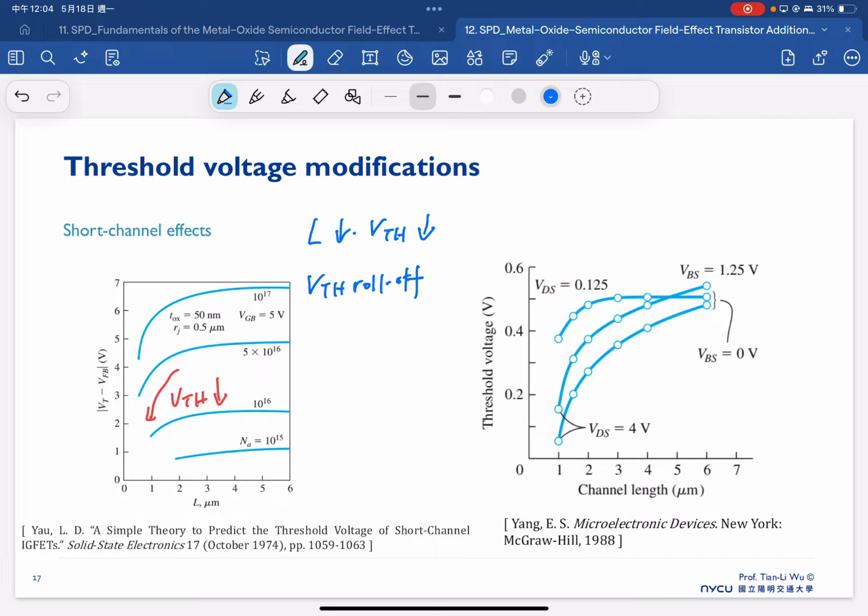And this phenomenon will become more obvious in the case of a larger drain bias. And why does a larger drain bias make this worse? Because with a larger drain bias, you get a wider depletion region between the drain and the substrate. Therefore, your channel is less controlled by the gate anymore, and you will see more impact. Once VDS goes from a small bias to a large bias, that will cause a more negative shift of our threshold voltage.